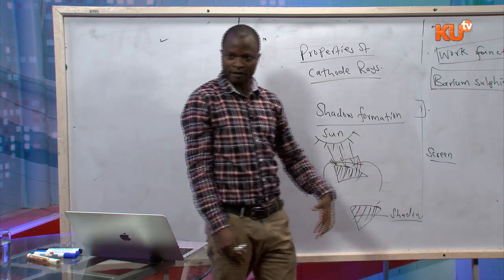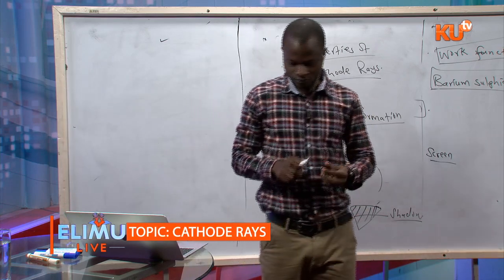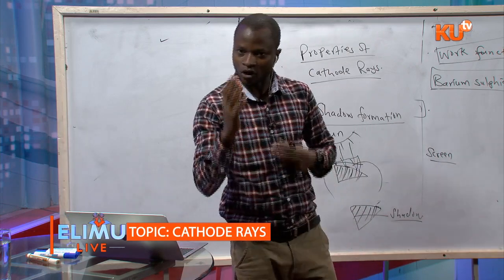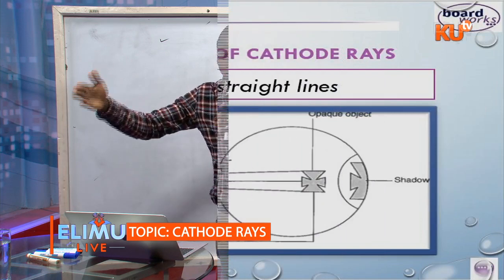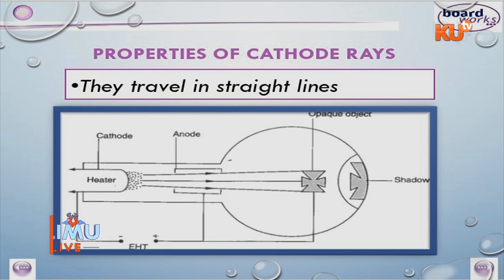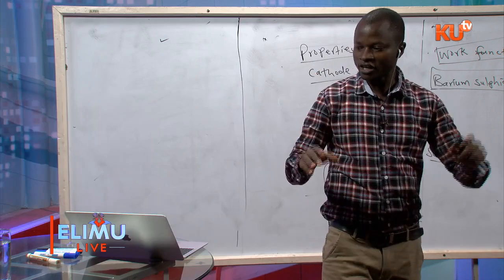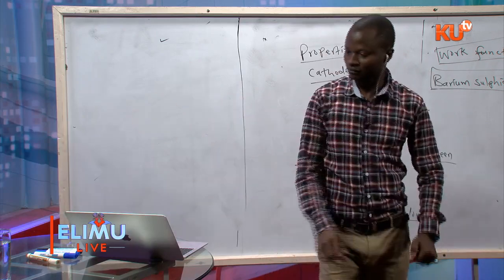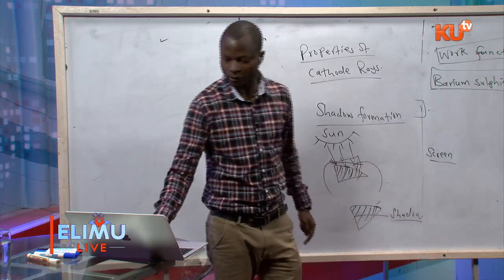Now, in a similar way, if we go back to our cathode ray tube, then we place an opaque object in the path of cathode rays, as you can see on that diagram. What do you see on the far right? A shadow on the screen. That means the cathode rays did not even reach the screen. They were blocked by that opaque object. Therefore, the formation of a shadow on the screen when an opaque object is placed in the path of cathode rays is a clear indication that cathode rays travel in a straight line. What is the other property? Property number 2.